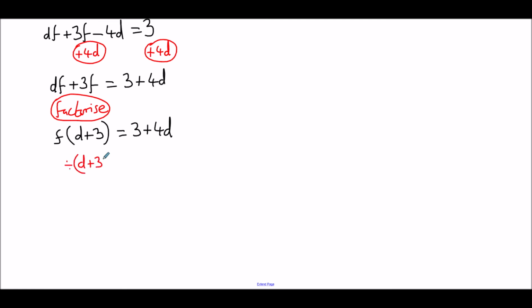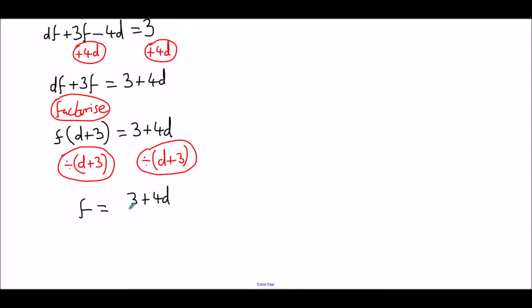So do this operation to both sides, and then we'll have D on the right-hand side, F on its own in the form F equals. In other words, we'll have F as a subject, which is what we wanted all along. So then we'll have F equals 3 plus 4D, all divided by D plus 3. And that is, thankfully, our final answer to that one.